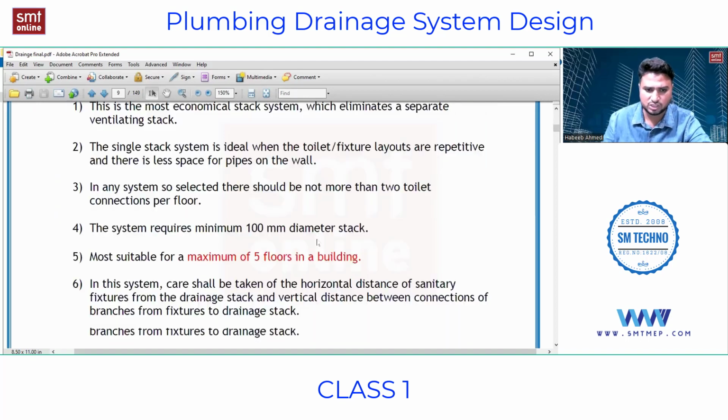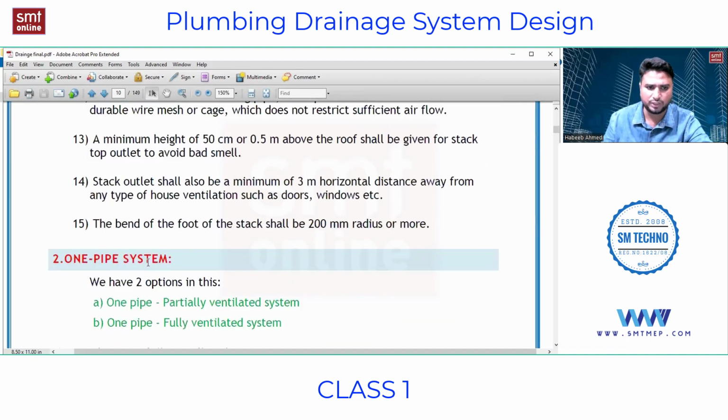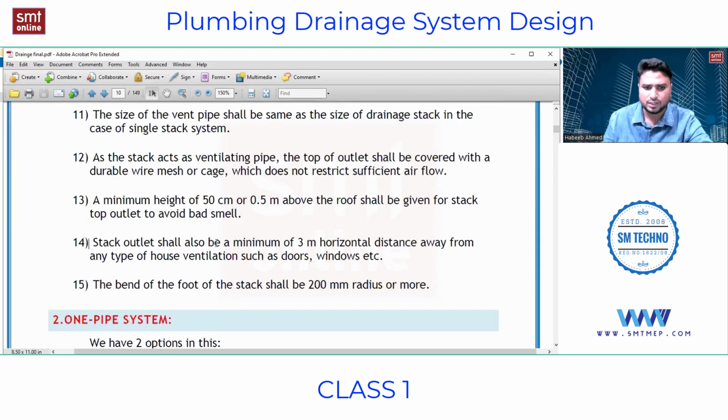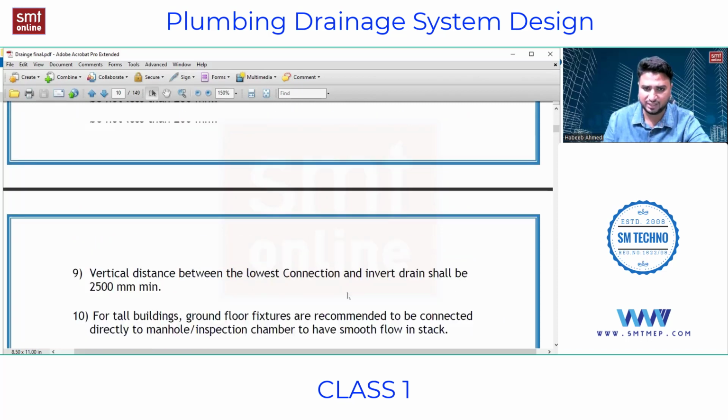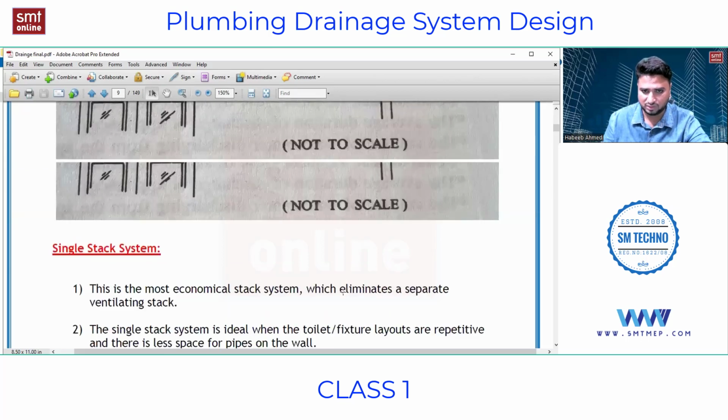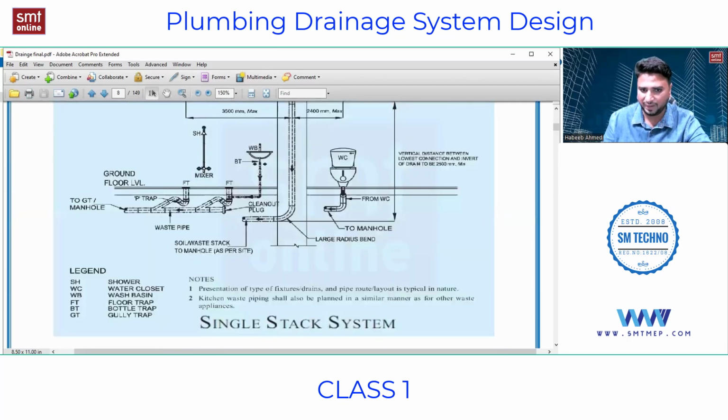Okay. Same thing is mentioned in the next point. Stack outlet shall also be a minimum of 3 meters horizontal distance away from any type of house ventilation, such as doors, windows, etc. The bend at the foot of the stack shall be of 200 mm minimum radius or more. That means this bend should be a minimum of 200 mm or more.